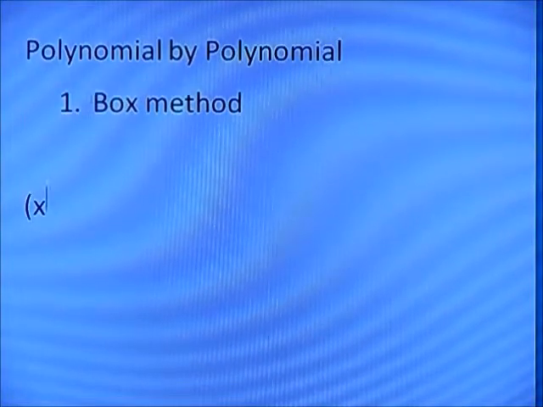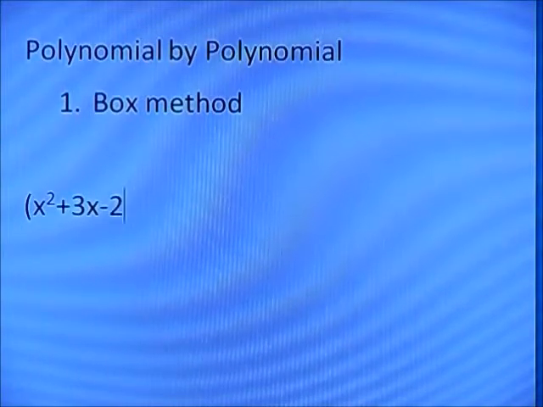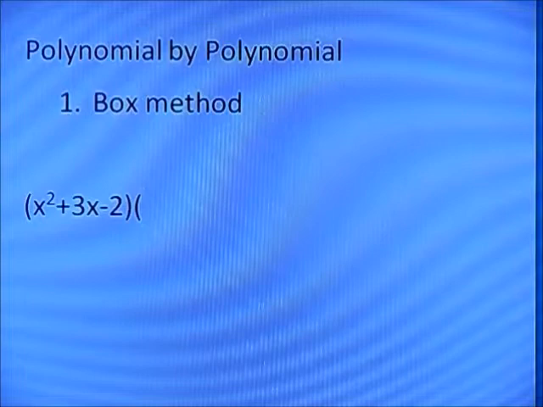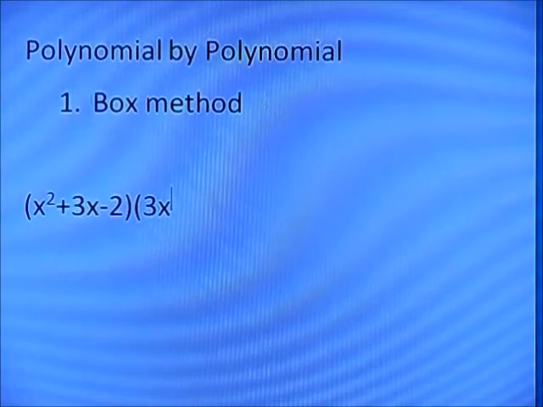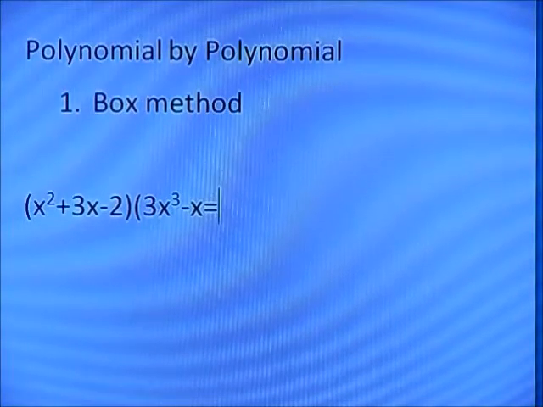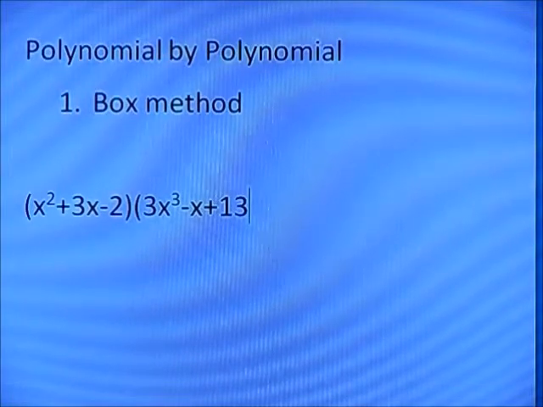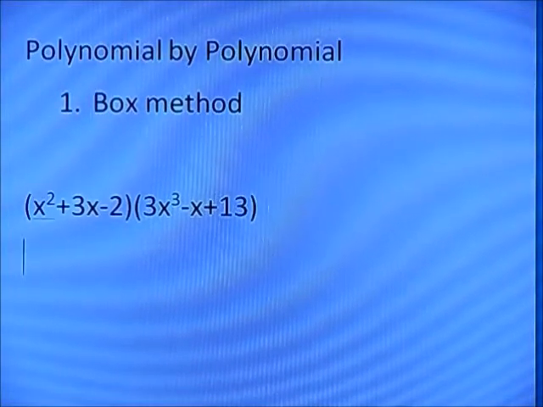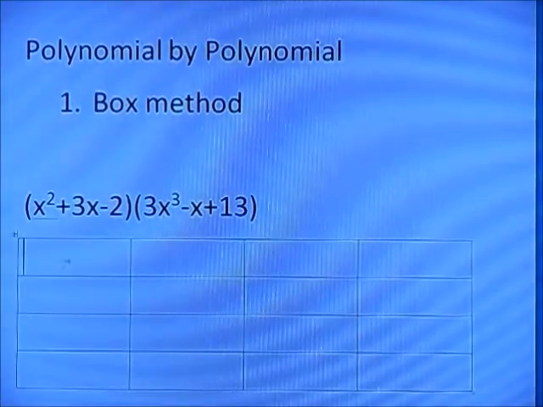Let's do x squared plus, I don't know, 3x minus 2 times 3x cubed minus x plus 13. And let's do something stupid like that. So again, we're gonna have to go with the box method here, 4 by 4. It's the only real way you can do this.